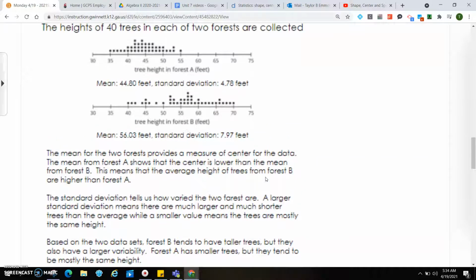So the standard deviation tells us how varied the two forests are. A larger standard deviation means that there are much taller and much shorter trees than the average, while a smaller value means the trees are mostly the same height. So if you have more of a standard deviation, you have more of a spread out from the mean. That's why this data set right here in forest B is really far spread out, and forest A is really close together. You can see the standard deviation show that too. Based on the two data sets, forest B tends to have taller trees, but they also have a large variability. Forest A has smaller trees, but they tend to be mostly the same height.